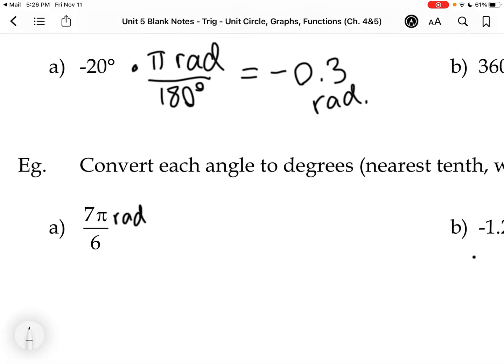So I'm going to multiply by 180 degrees over pi radians. Essentially you want the original units in the denominator. So what happens now is the radians cancel, the pi's cancel, and then 180 over 6 is 30. So that's 7 times 30, 210 degrees.